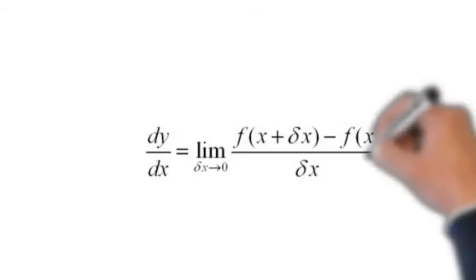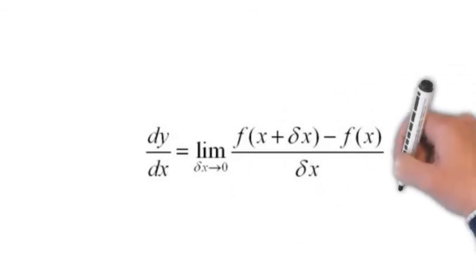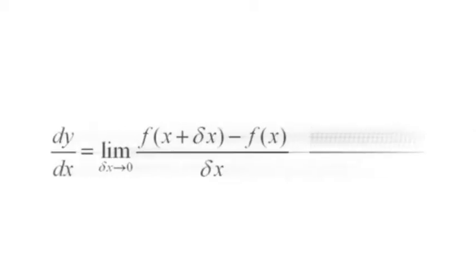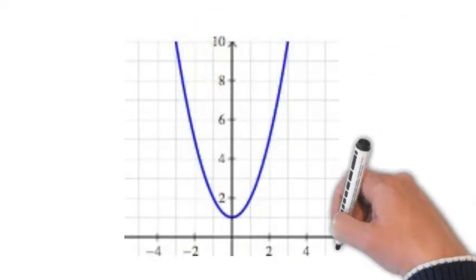the limit as change in x approaches 0 of f of x plus change of x, minus f of x, over the change of x. And this equation is actually just a variation of the normal gradient formula. To see what I mean by this, let's take the equation y equals x squared.